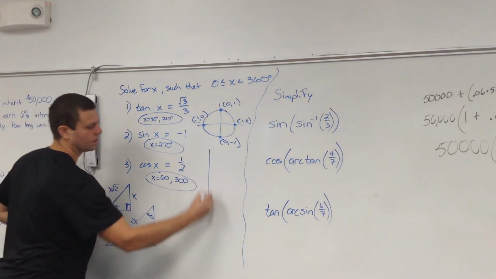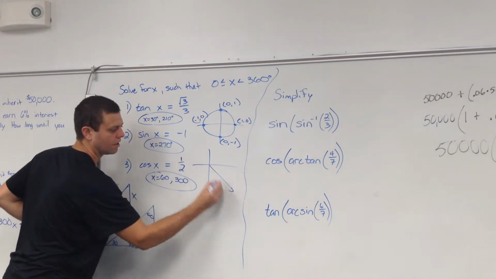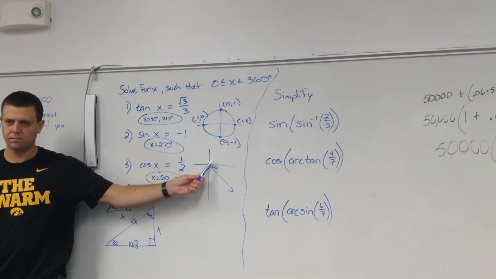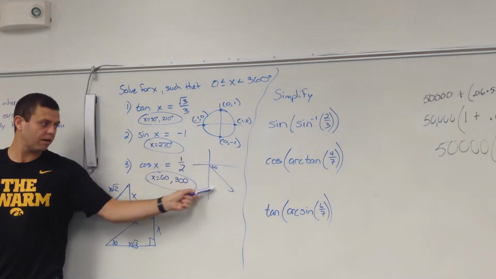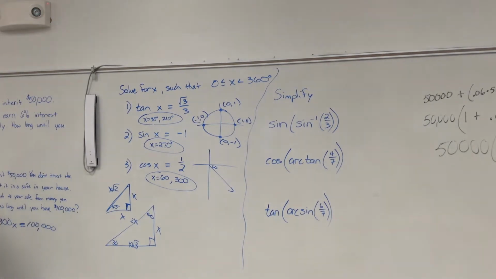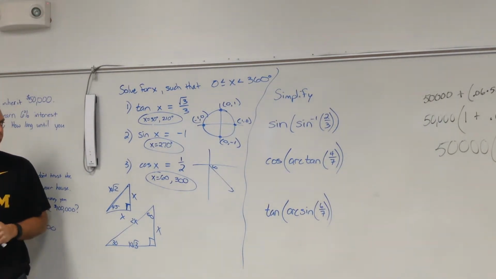It's got to be a 60 degree reference angle, right? So that would be how far? 300 degrees, because it's 60 degrees shy of all the way around the circle. So 360 minus 60. Questions?